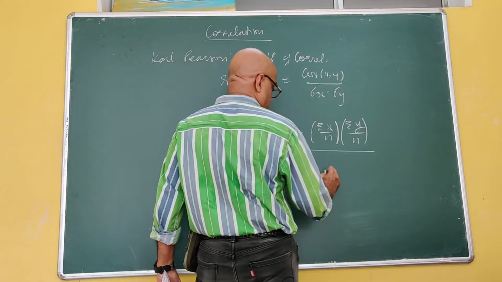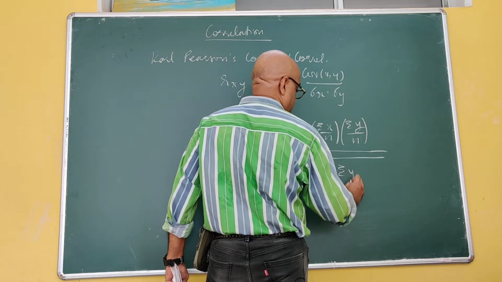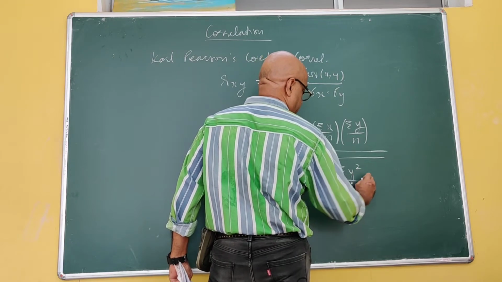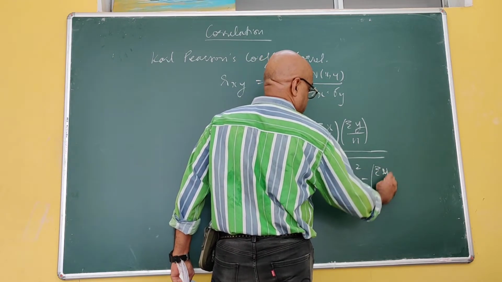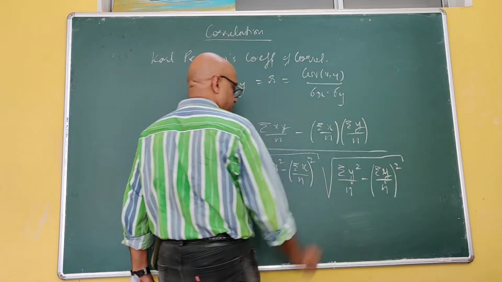Summations of x and summations of x squared are not the same. Then summation y squared divided by n minus summation y divided by n, the whole square. The square comes right up to here.